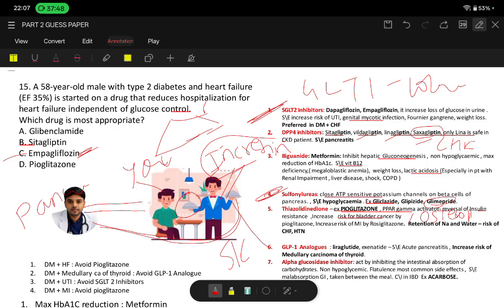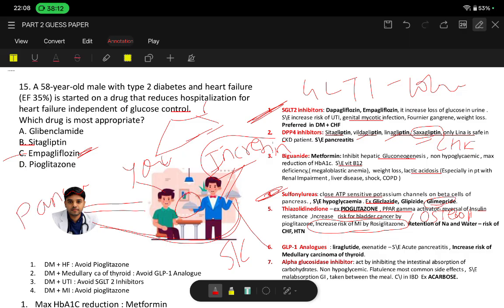But the risk of MI is only with rosiglitazone. It also causes retention of sodium and water. Hence it is contraindicated in congestive heart failure and hypertension. Got it? Done.